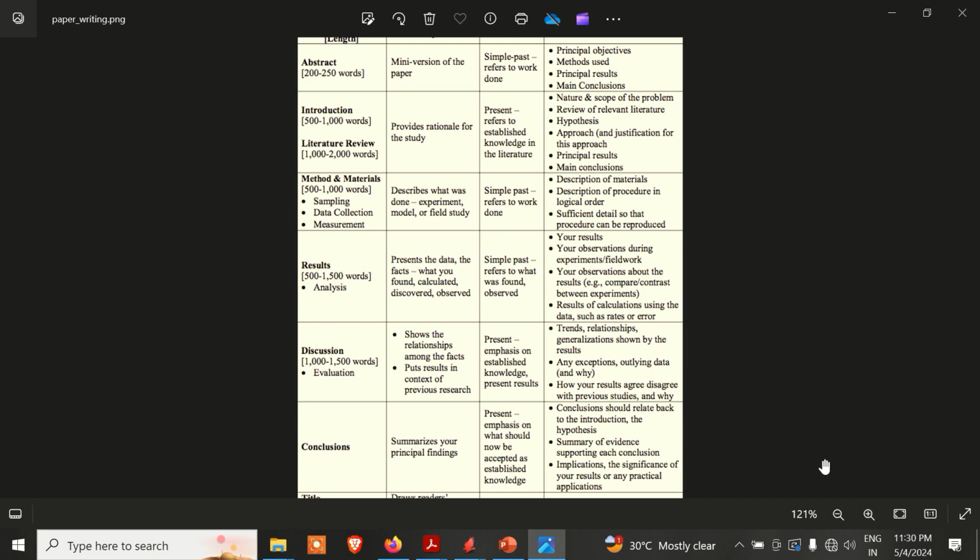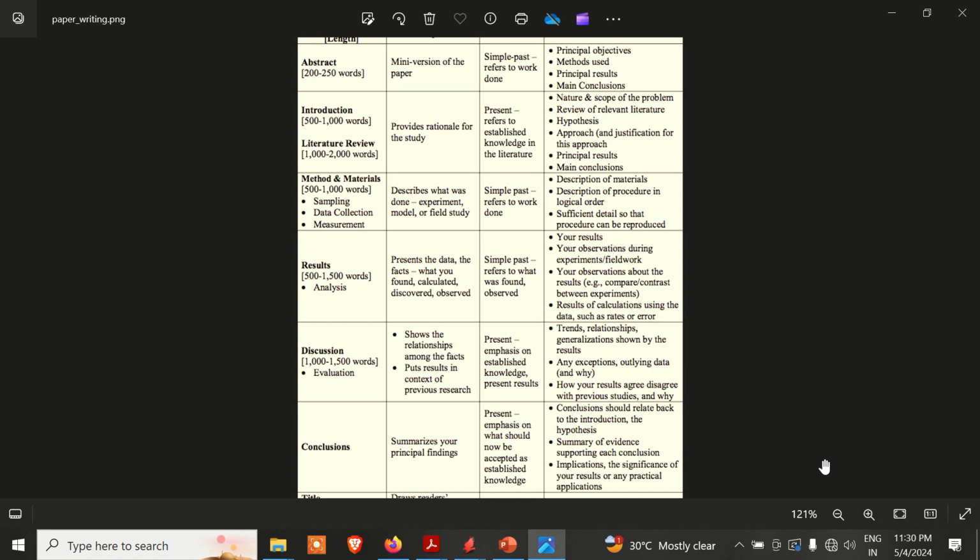After that, the next section is the results. It's all about the analysis, presenting the data, the facts, what was found, what you have calculated, discovered, observed. Those are the things which should come in the results or analysis section.